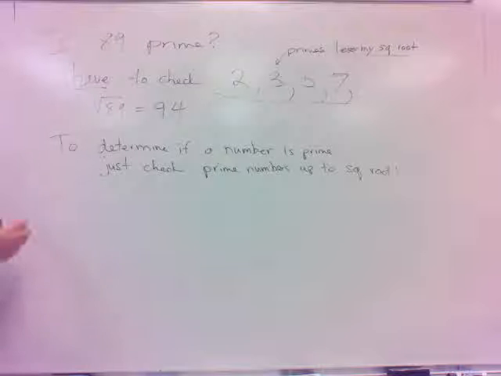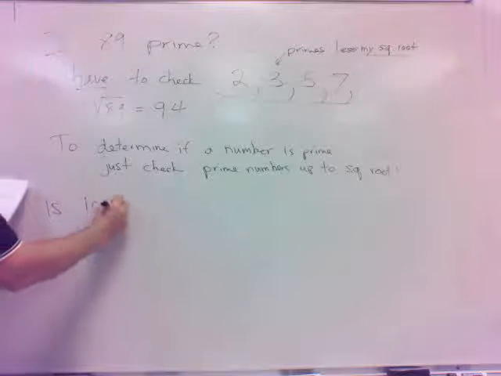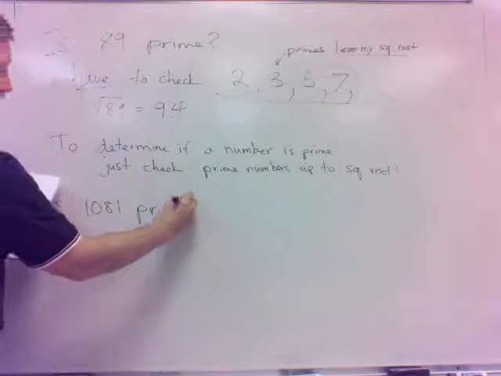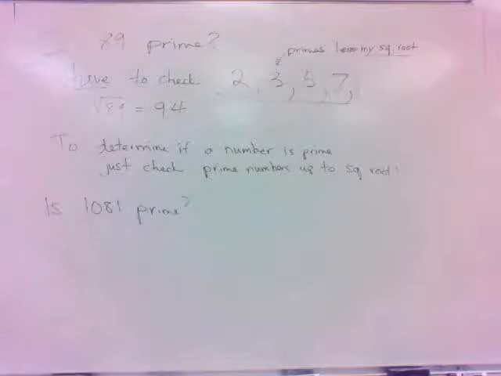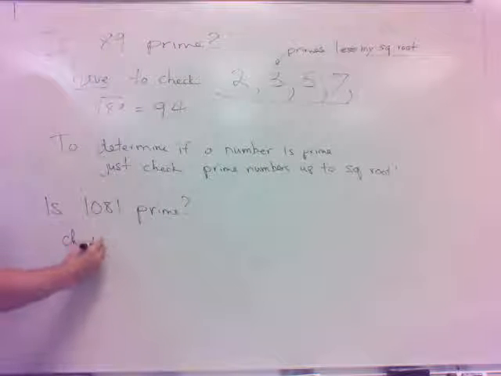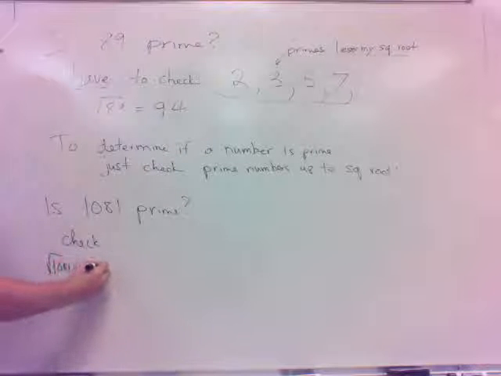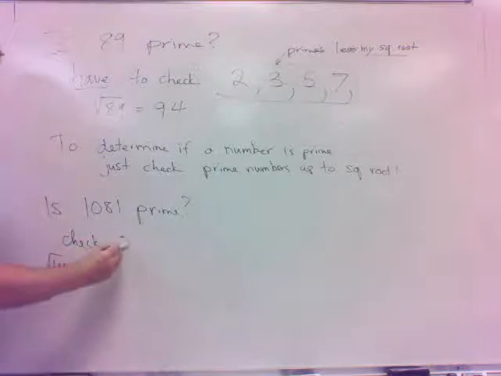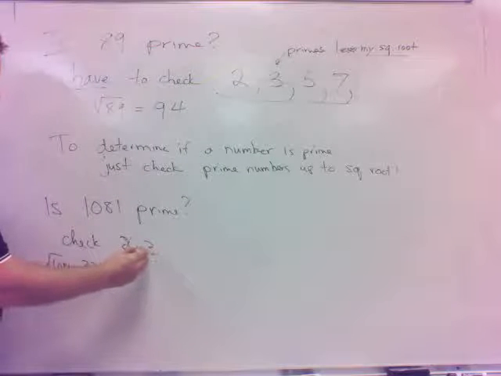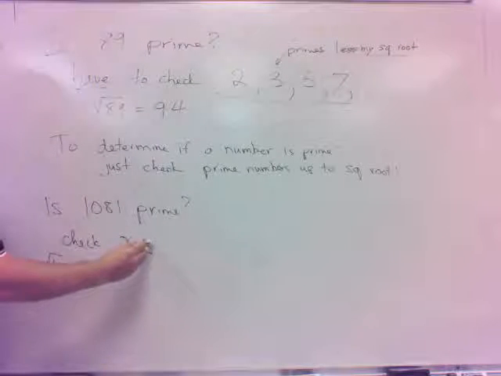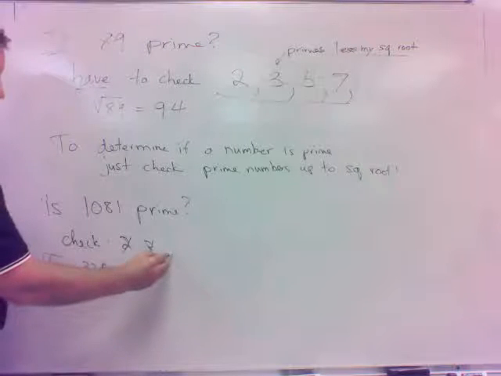So is 1081 prime? Big numbers. A little bit bigger numbers here. But if I'm only checking the primes up to the square root, what am I going to have to check here? Well, what's the square root of 1081? 32.8. All right. So I'm only going to check primes up to there. Well, 2 is obviously out. 3. Is 3 a factor? I don't think so.